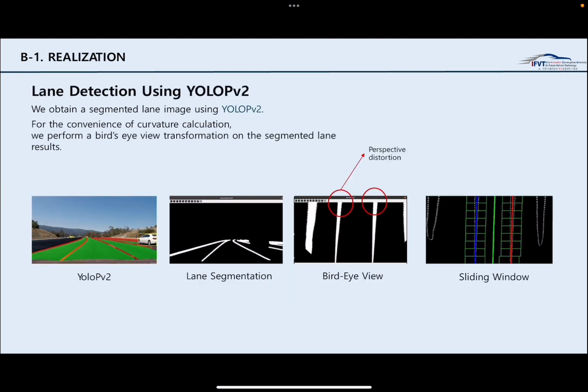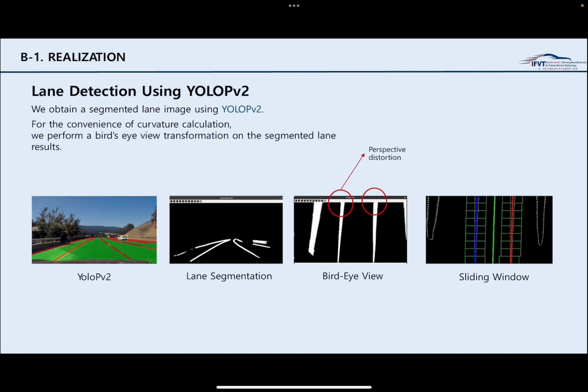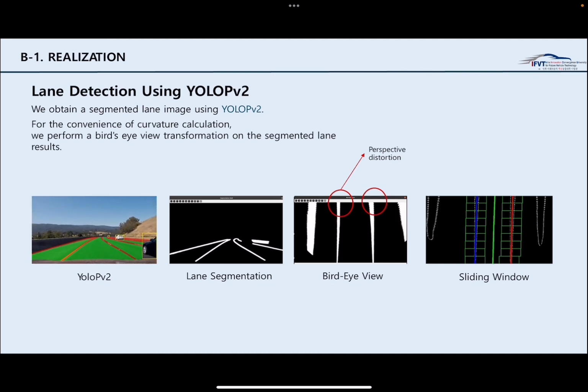YOLOPv2 segments lane lines in the form of a segmentation image. Unlike other detection methods, this segmentation includes some buffer around the lanes. The lane is usually centered in the segmented image. By analyzing the segmented mask and transforming it through a bird's-eye view, and then applying a sliding window, we obtain two curves for each lane. Extracting the central line between these curves gives a line closer to the actual lane. This approach improved the accuracy of our curvature calculations.